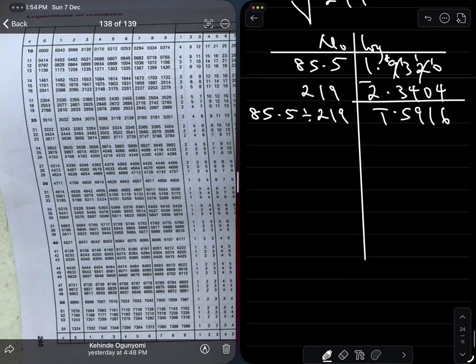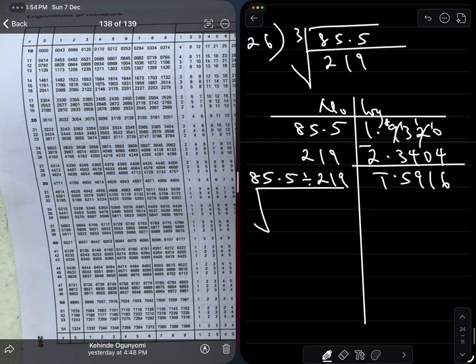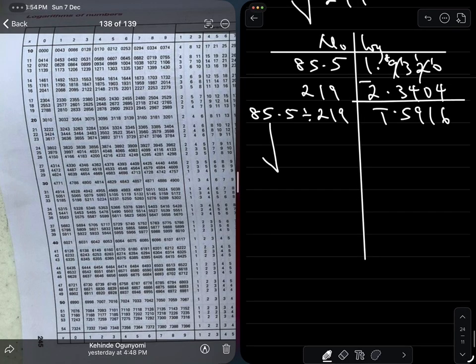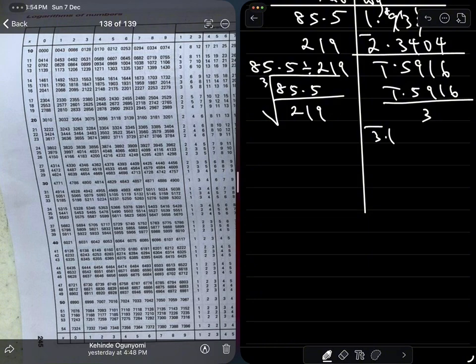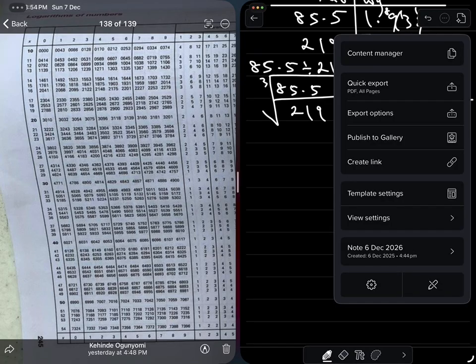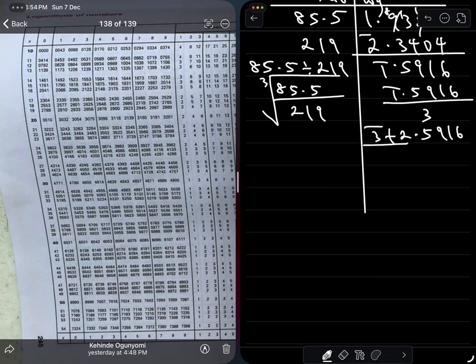So now to the cube root, divided by 3: the cube root of 85.5 over 219 will now be bar 1.5916 divided by 3. Which will be what? Bar 3 plus 2. Yes. Do you understand? Bar 3 plus 2, plus 0.5916. Over 3. Beautiful. That's bar 3 divided by 3 is bar 1.